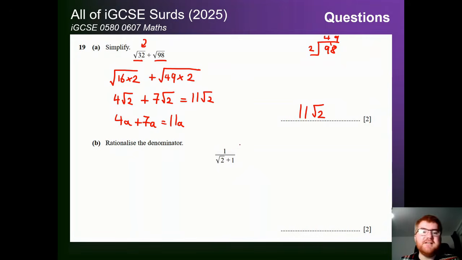Here we've seen a very similar example already, earlier part in the video. So we have 1 over root 2 plus 1. We need to multiply by its conjugate. Again, what does that mean?